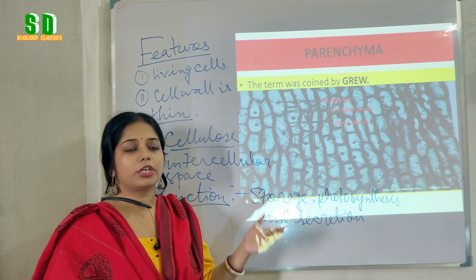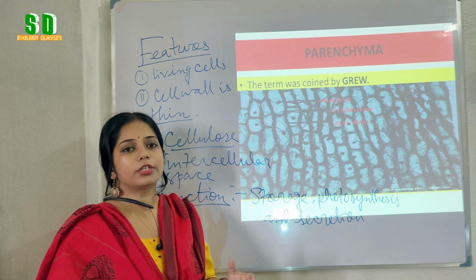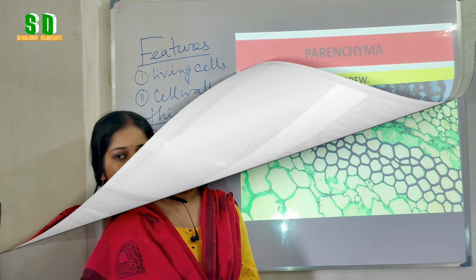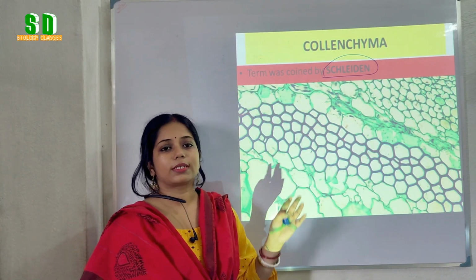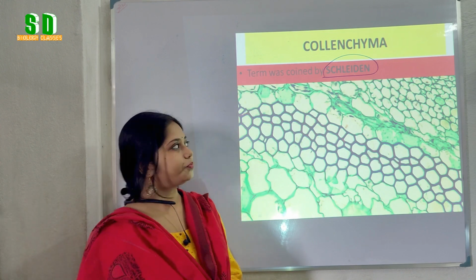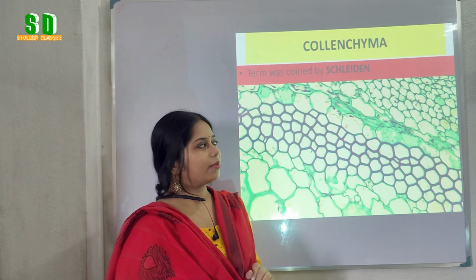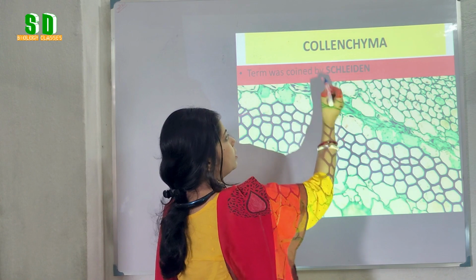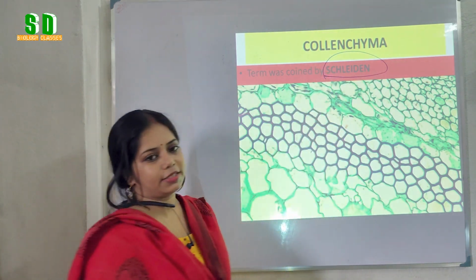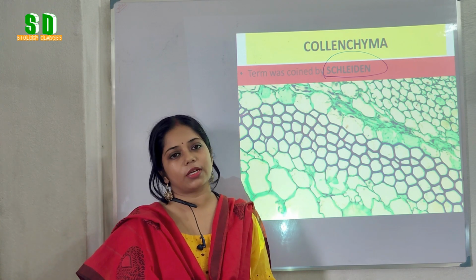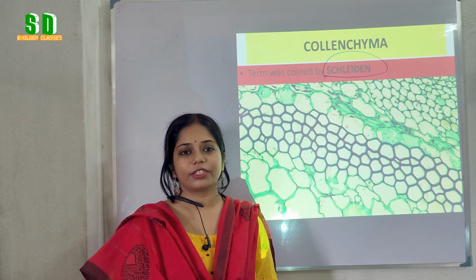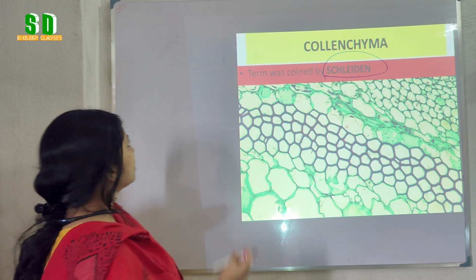Now we will know about the second type of permanent tissue, that is collenchymatous tissue. So students, first of all, we will know about the collenchyma, the second type of simple permanent tissue. Who has coined the term collenchyma? The term collenchyma was coined by Schleiden. So students, first of all, we will know about the features of the collenchymatous tissue. What are the different features of it?